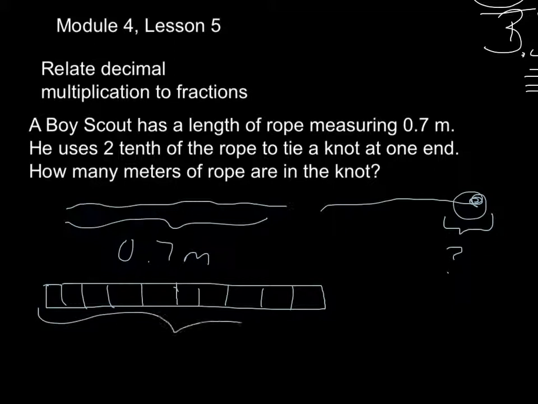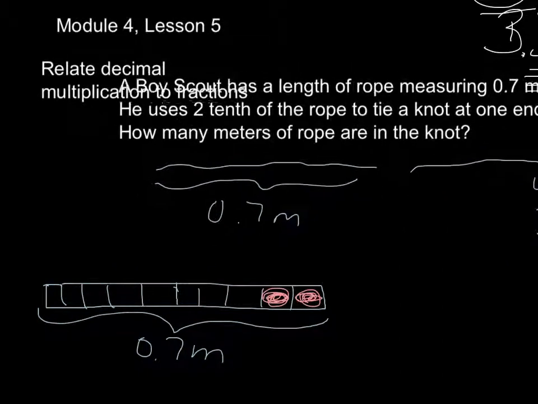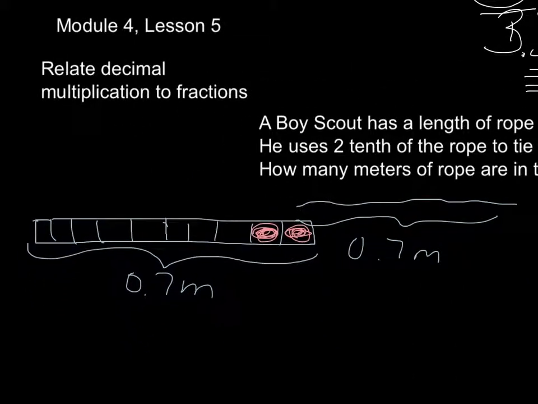Great, so we've got this whole length we know is 0.7 meters, and we've divided it up into tenths. He's going to use 2/10, it tells us, to tie the knot. Okay. So the question is, how many meters of rope are in the knot? So what are the meters here? The whole thing is 0.7 meters. Okay. Shift that away for a minute.